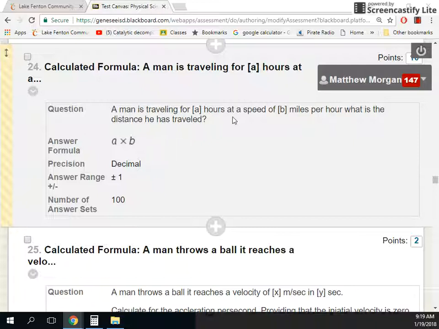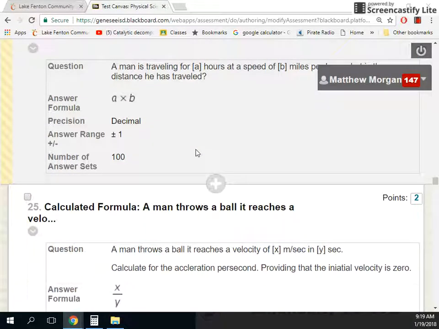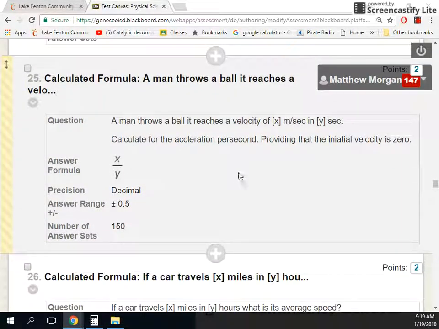A man is traveling for A hours at a speed of B miles per hour. What is his distance? A times B. A man throws a ball. All you have to do is substitute these two in the formula. A man throws a ball, it reaches a velocity. The formula for velocity is V2 minus V1 over T2 minus T1. In this particular case, there is no T. It's just X divided by Y, or velocity divided by time.